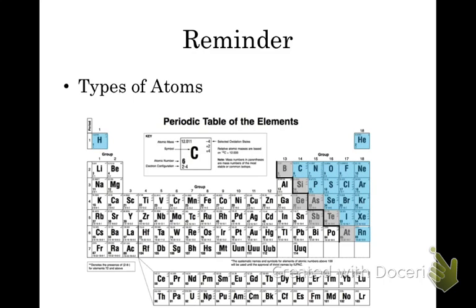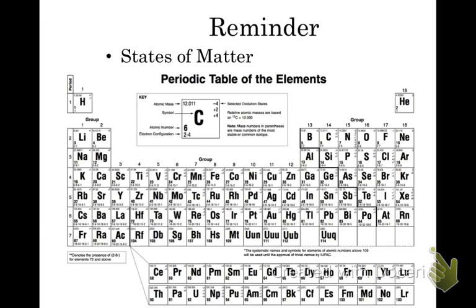The ones here in blue are going to be our nonmetals. And everything else here that's not colored in are going to be our metals. Other things we need to know about are states of matter. So we know that bromine and mercury are going to be liquids at standard temperature and pressure.